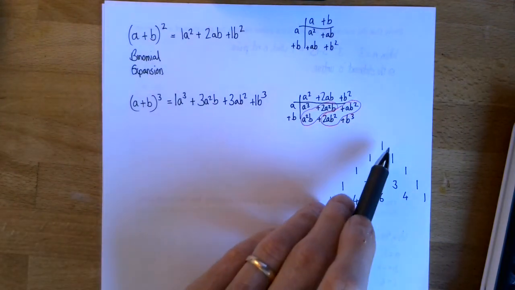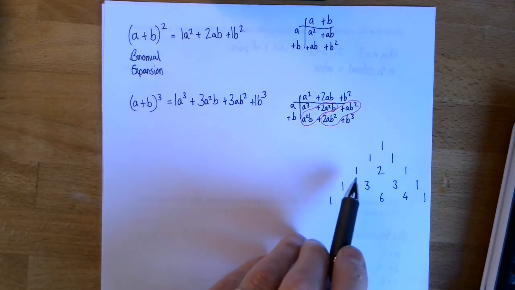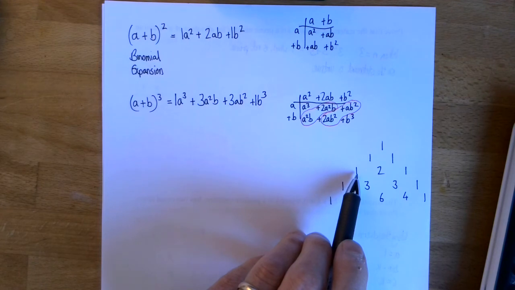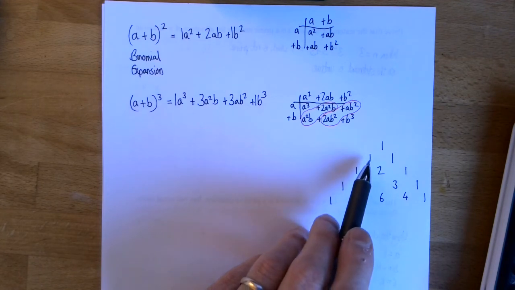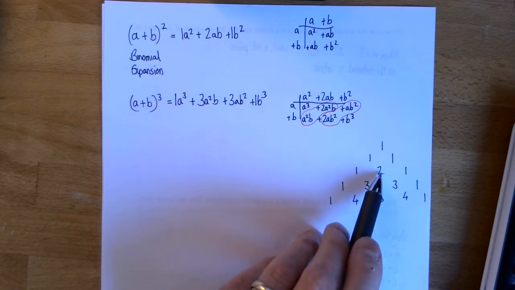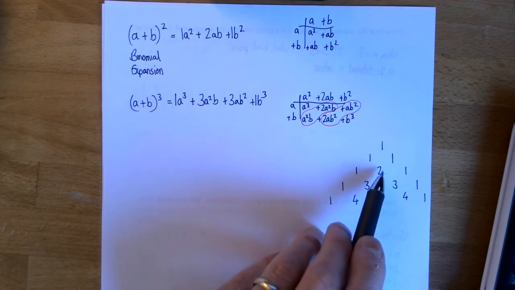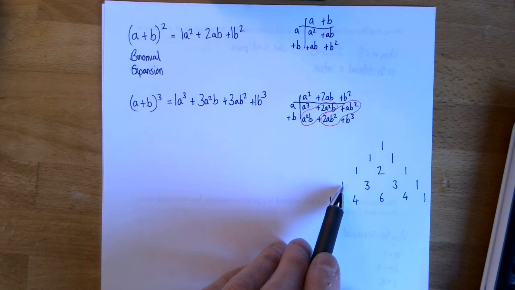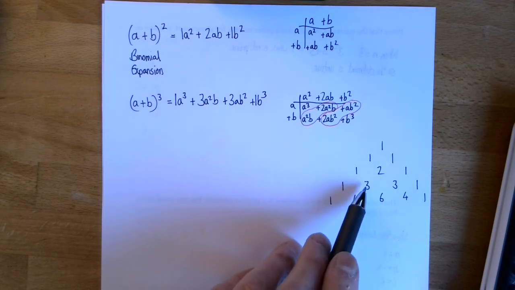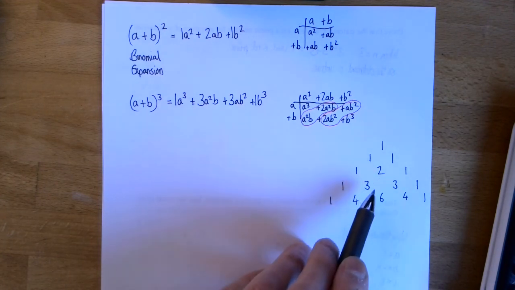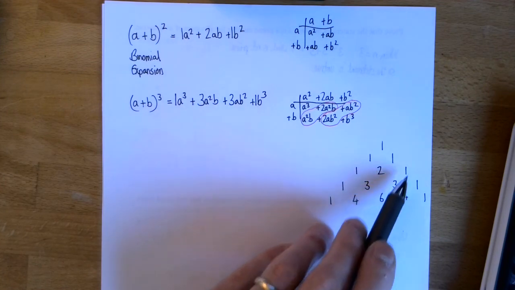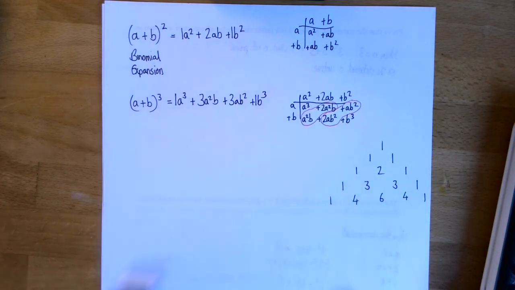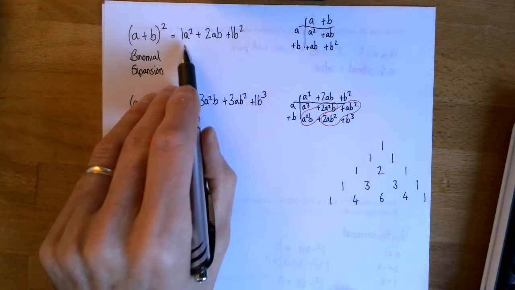So I started with 1, 1, 1. So this number, I add the 2 numbers above it. Well, I've only got 1 number above it, so it stays as 1. This number, I've got 2 numbers above it, 1 and 1, so that's 2. This, I've only got the 1 number there. Next row down, that stays as 1. This is 1 plus 2. This is 2 plus 1, and that stays as 1. And it carries on.